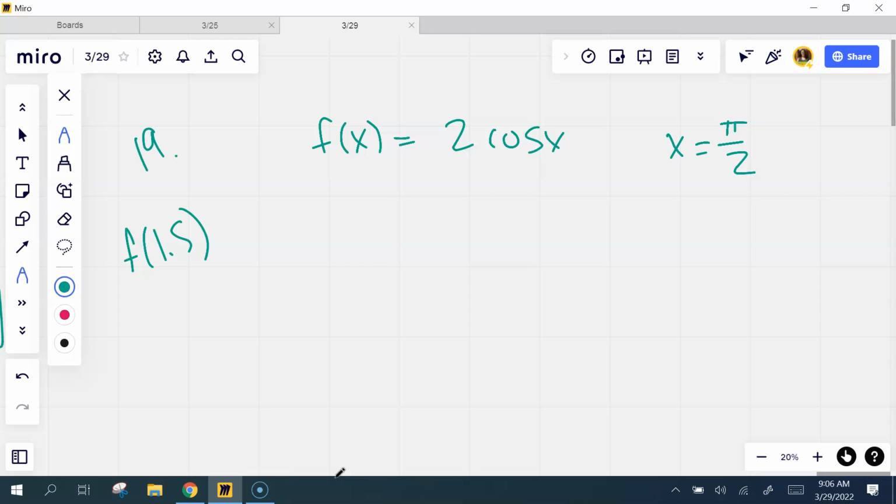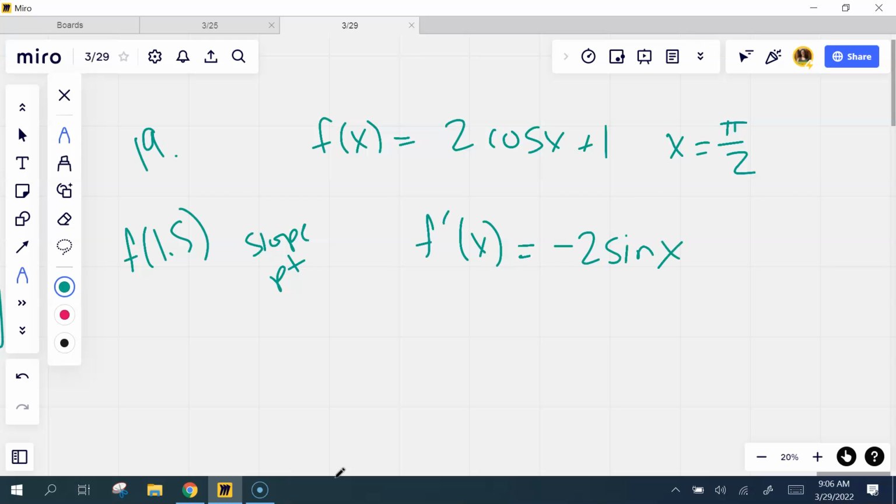So the first thing I'm going to do, and I guarantee I bet if you put 1.5 in here, that's one of the answers. Nope, that's not. All right, so first thing I'm going to do is derivative. So the derivative, remember we need a slope and a point because it asks us for a line. Derivative of f would be negative 2 sine x.